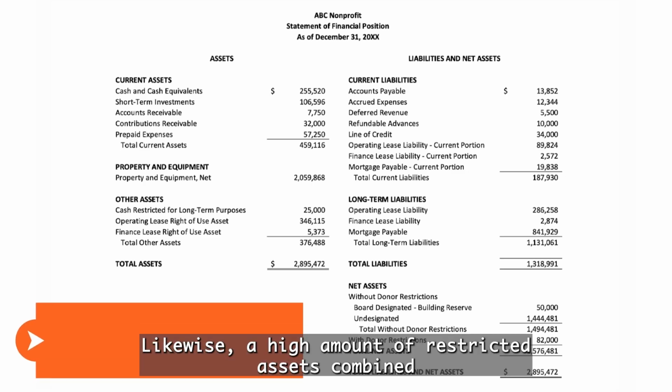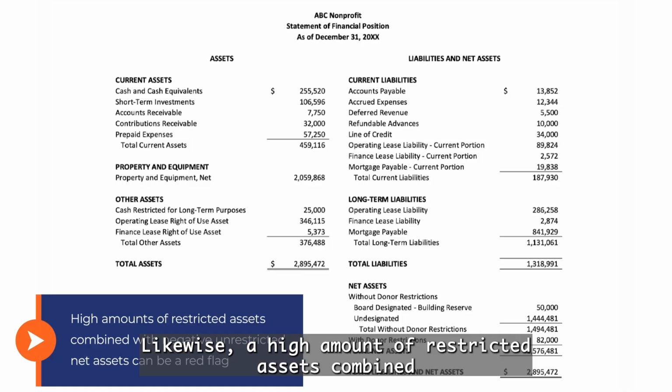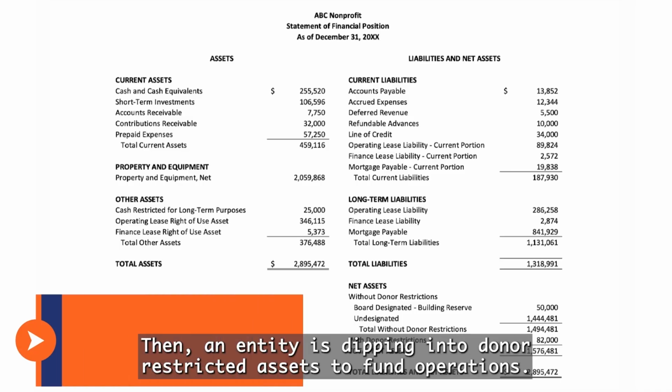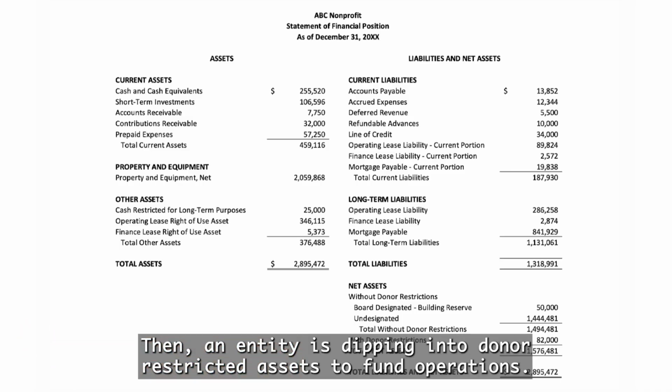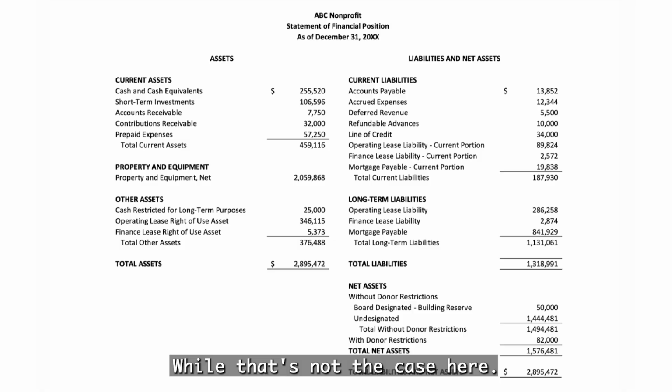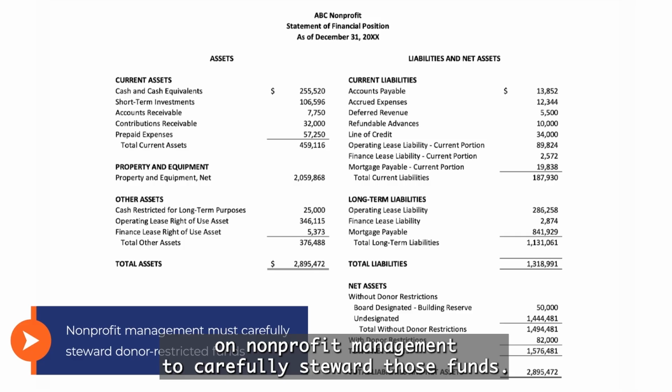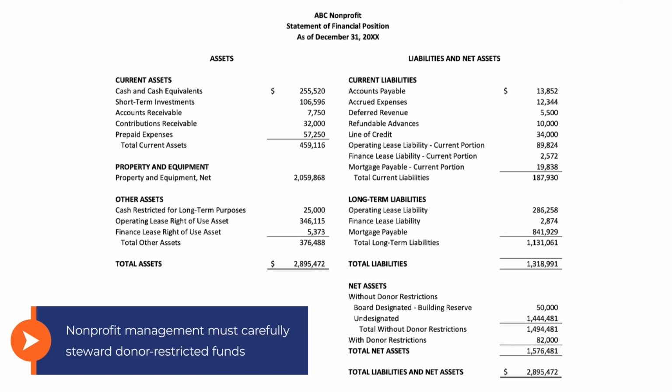Likewise, a high amount of restricted assets combined with a negative amount of unrestricted net assets can be a red flag that an entity is dipping into donor-restricted assets to fund operations. While that's not the case here, having donor-restricted assets places a responsibility on nonprofit management to carefully steward those funds.